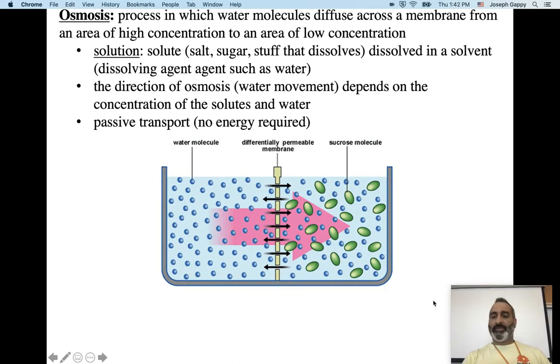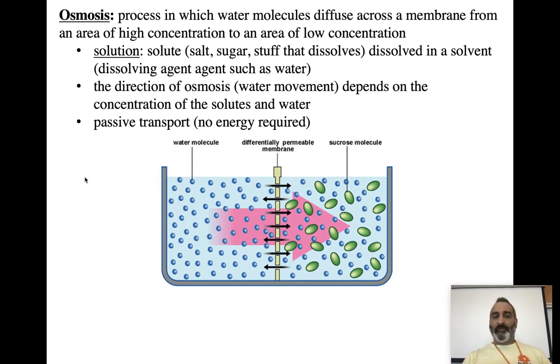Osmosis. Now, osmosis is a specialized kind of diffusion. It is not just diffusion, it is the diffusion of water. And this is showing you a picture here. This picture shows you the little water molecules, these little blue dots. And over here, these green ones are a type of sugar called sucrose. So this is a sucrose or sugar solution with water and sugar. And this is a bunch of water over here.